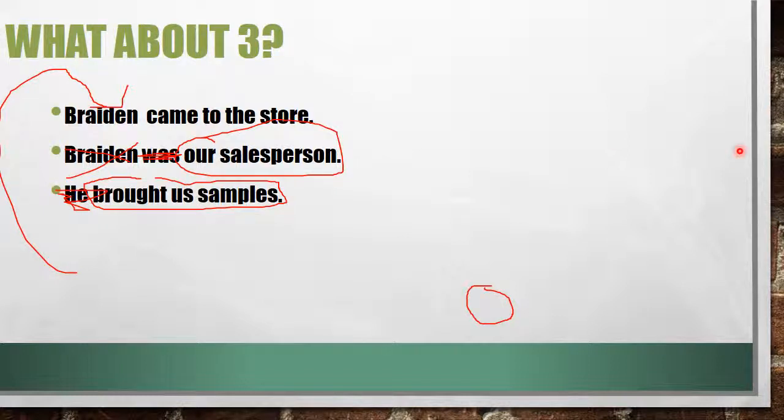What about the red? Can you combine three sentences here? Well, again, only one of these sentences is an appositive. It's going to give you some information that we could use to create an appositive. So let's just read them. Braden came to the store.